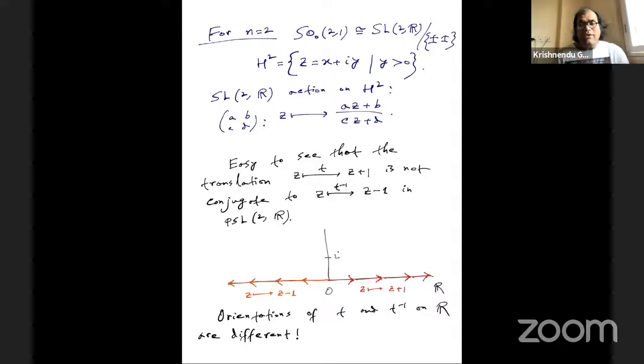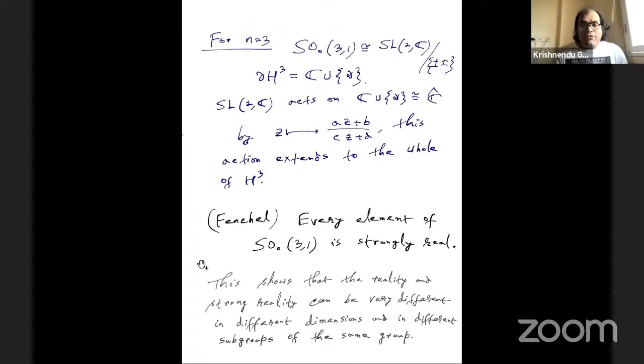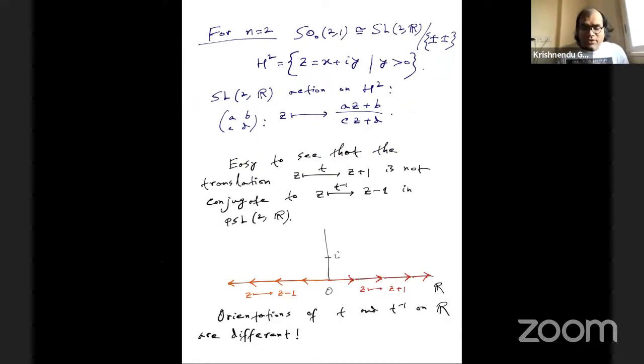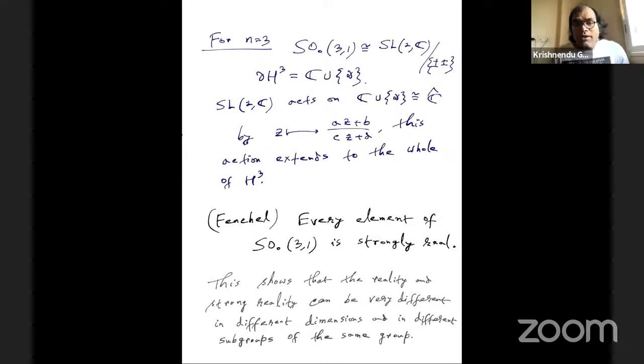Now, as soon as you do that, you can easily see that the translation z goes to z plus 1 is not conjugate to z goes to z minus 1. Because you look at the dynamics of the translation on the boundary, on the real line. Now, the orientations of the translations are different. So orientations of T and T inverse are different, so they cannot be conjugate to each other. So this is a simple proof of this result. So that means in SO_0(2,1), not every element is real, or not every element is strongly real. Now SO_0(3,1), you can identify it again by Mobius transformation with the Riemann sphere.